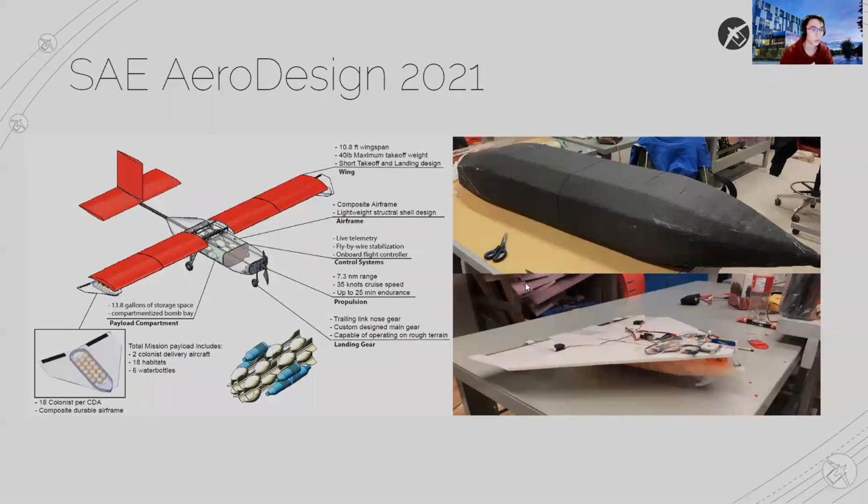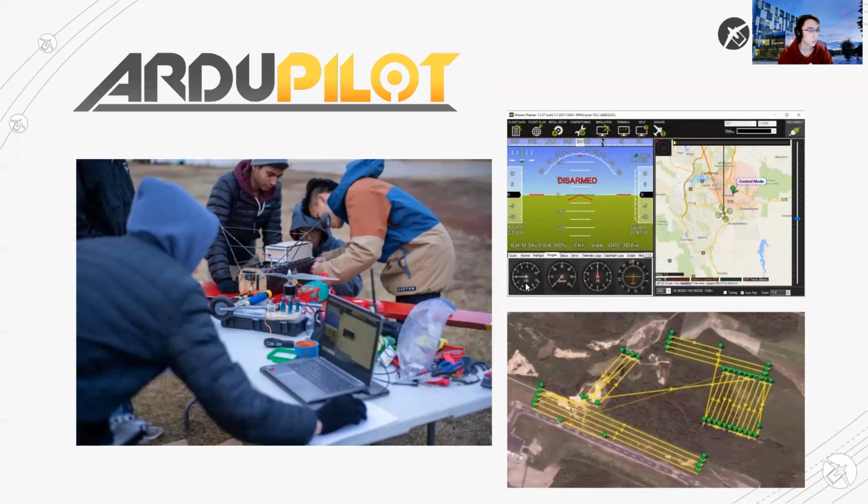In terms of software, all of our planes and craft run on ArduPilot, which is an open source autopilot for aircraft. We put it onto our flight controllers and load it onto the aircraft, and we're able to communicate with it from our ground station. In the top right, you'll see a dashboard that we use to communicate with the plane and specify what we want it to do. On the bottom right is an example of a flight plan.